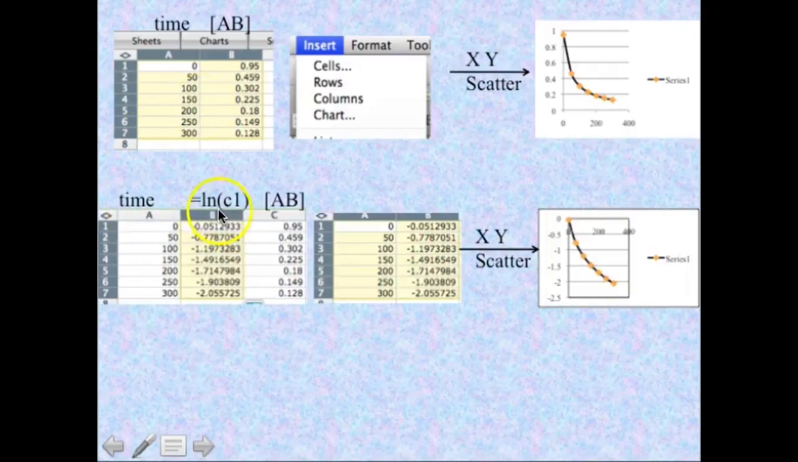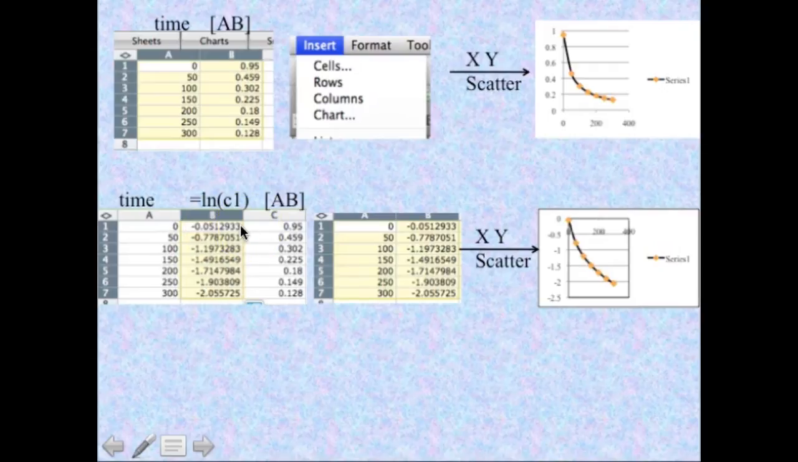This time we insert a column between the time and the concentration of AB. And we choose a formula for that first cell, equals the natural log of, and then the reference cell is C1. In other words, the data in the cell adjacent to this cell. So it would be the natural log of 0.95, which would appear here.